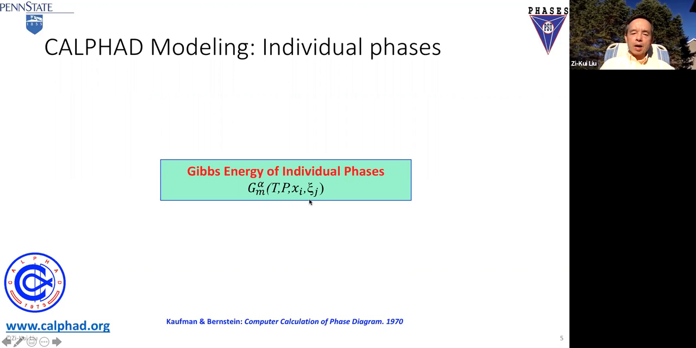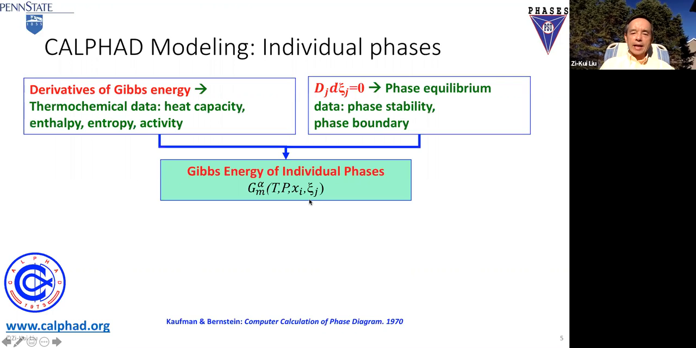So in order to model the Gibbs energy, we need data, right? So I have two sets of data. One is derivatives of the Gibbs energy, which give us the heat capacity, enthalpy, entropy, and activity, or a wide range of properties that we will see in a few slides. And the nice thing about the phase diagram, right, is phase boundary. You talk about the stability of different phases, you talk about the phase boundary. So we have phase stability.